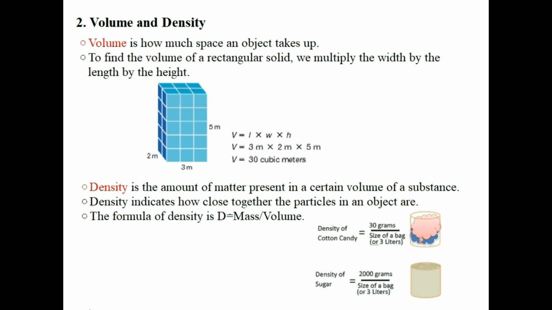It means we must multiply 3 meters by 2 meters by 5 meters to get the volume, which is 30 cubic meters. And cubic meters is the unit of measuring the volume.